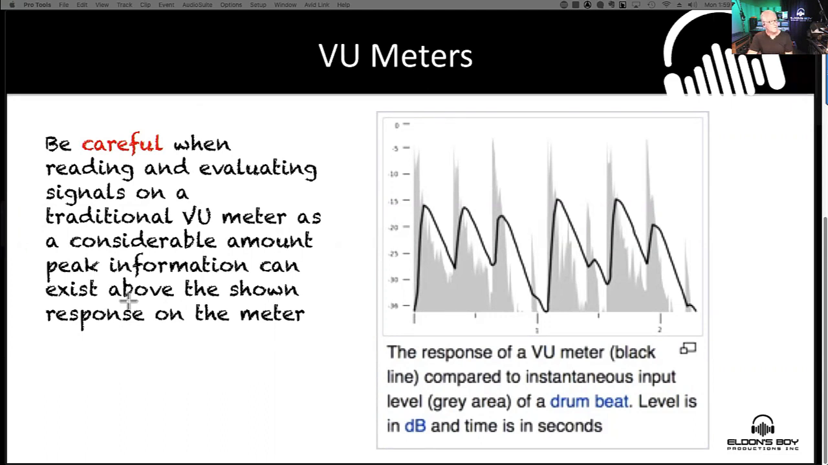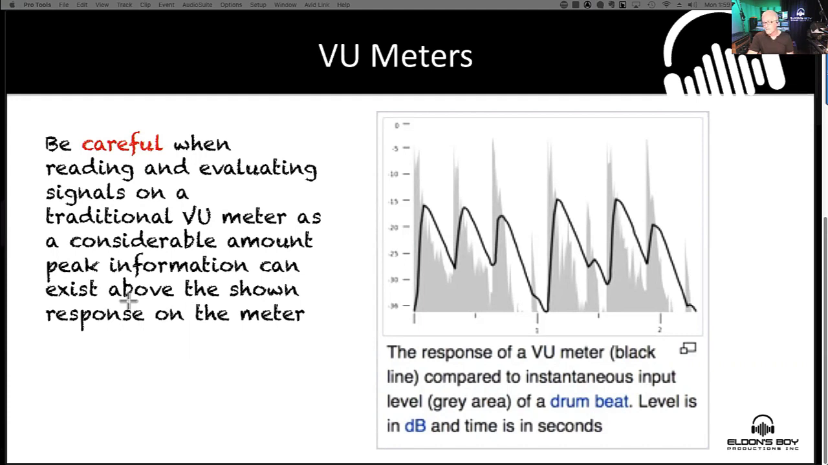You almost want to eliminate your view of that VU. In terms of its peak information, you want to look for its RMS information and get it in the right spot, because that deflection meter will not be able to handle all that peak information. It's going to pass it. It's too slow to do it. All right, so just be aware if you're in VU.